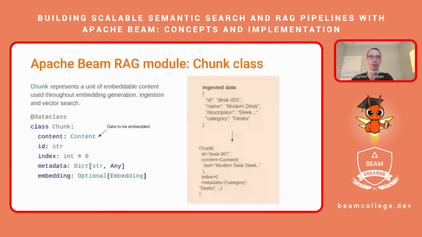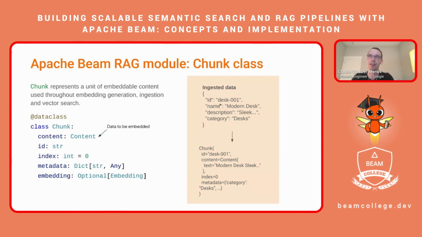Okay, so the first part of this RAG module is introducing the chunk class. Chunk represents a unit of embeddable content that we use throughout the embedding workflows. As a chunk, you have the attribute content. This is what will be embedded. You have an ID, a chunk index, for example, if a document was divided into 3 chunks, the sequence of this chunk, any additional metadata, and then eventually the embedding for this chunk.